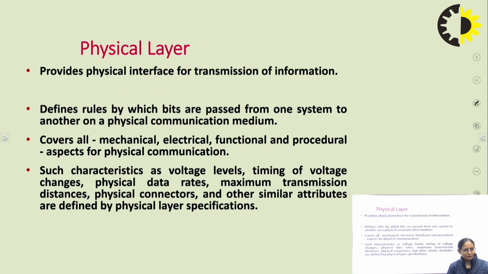Let's start with the very first layer, that is the physical layer. It provides the physical interface for the transmission of information. It defines the rules by which bits are passed from one system to another on a physical communication medium. It covers all mechanical, electrical, functional and procedural aspects for the physical communication. Characteristics such as voltage levels, timing of the voltage changes, physical data rates, maximum transmission distances, physical connectors and other similar attributes are defined here, at the physical layer.